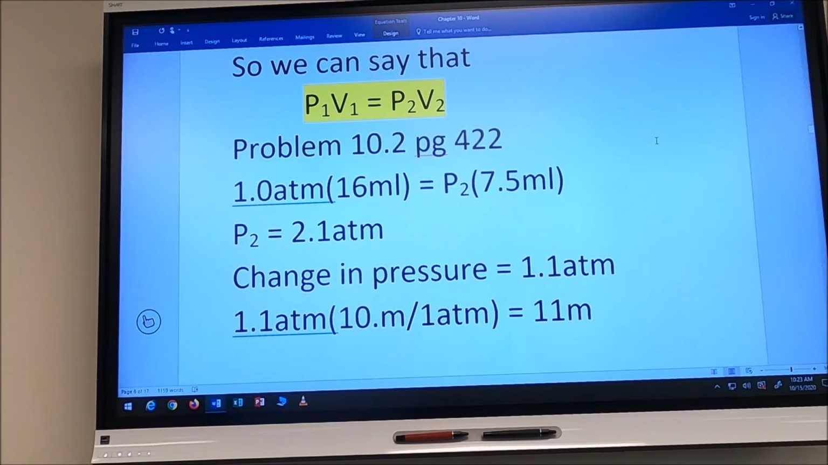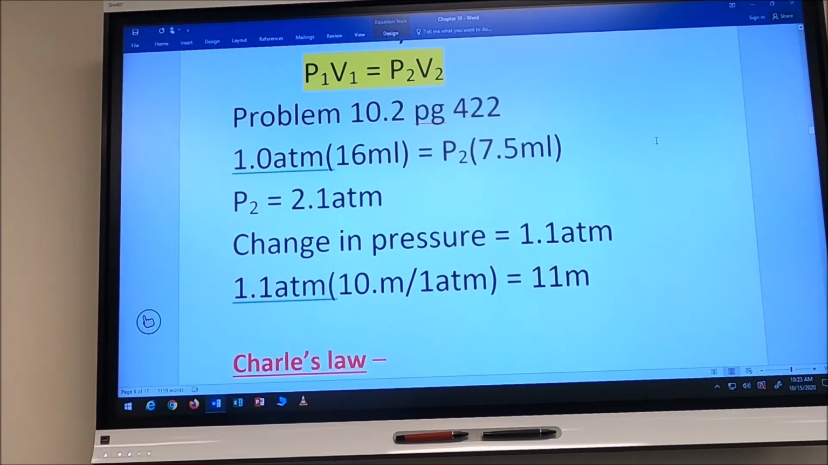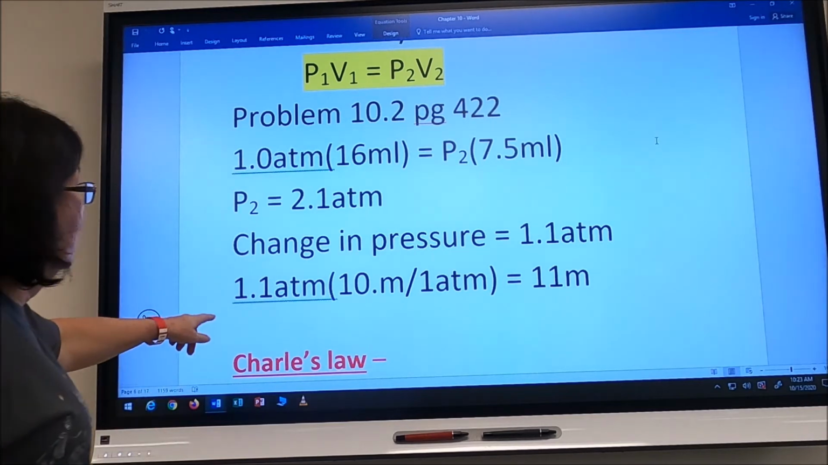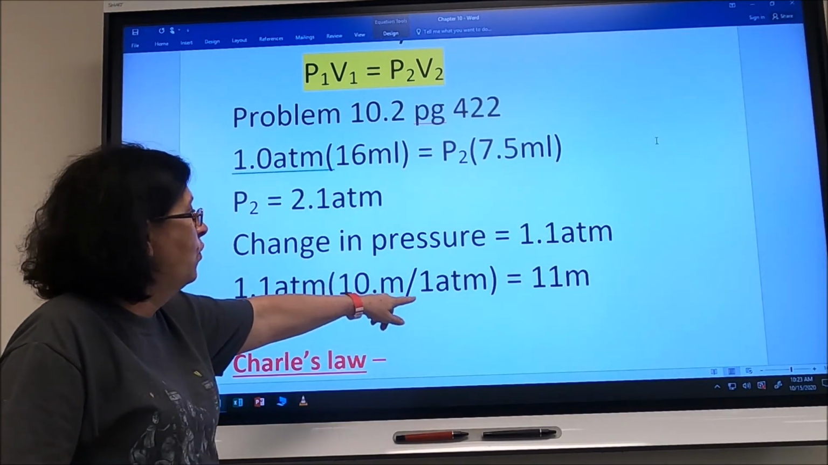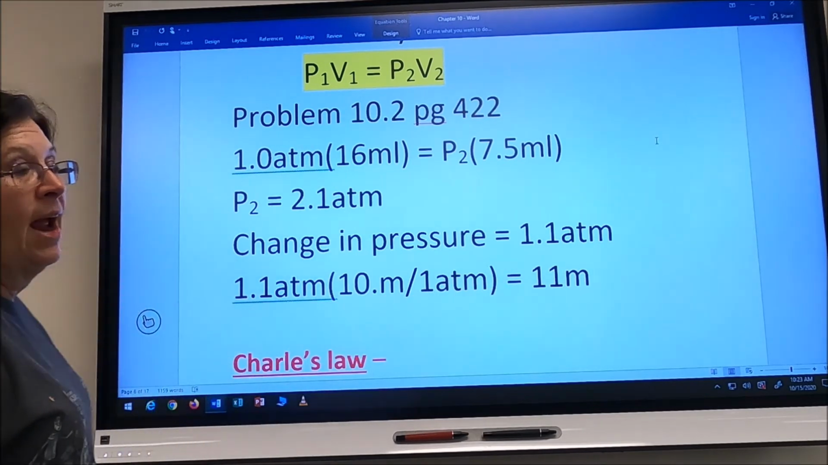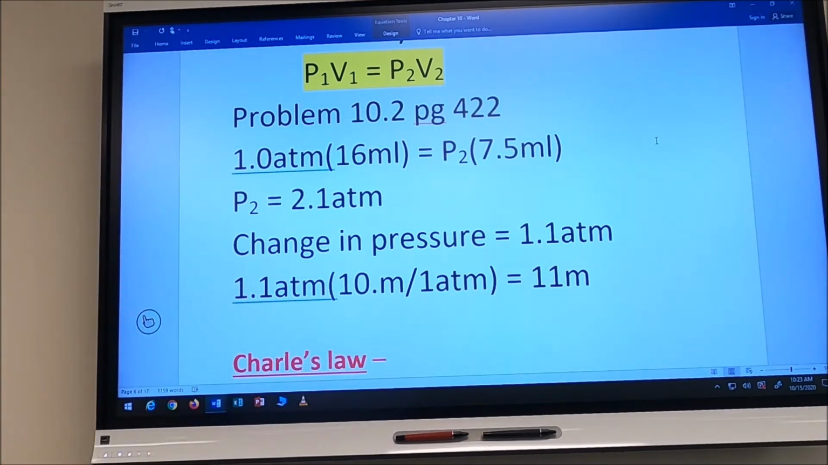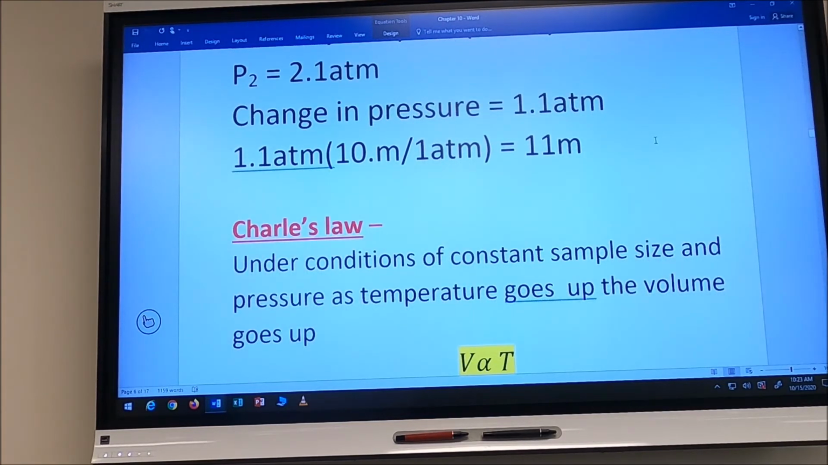Okay? So the book then also tells us that if the pressure changes by 1 atmosphere for every 10 additional meters, I can take that 1.1 change times 10 meters for every 1 atmosphere and say they're down 11 meters, so more than 33 feet. Okay, so that's Boyle's law.